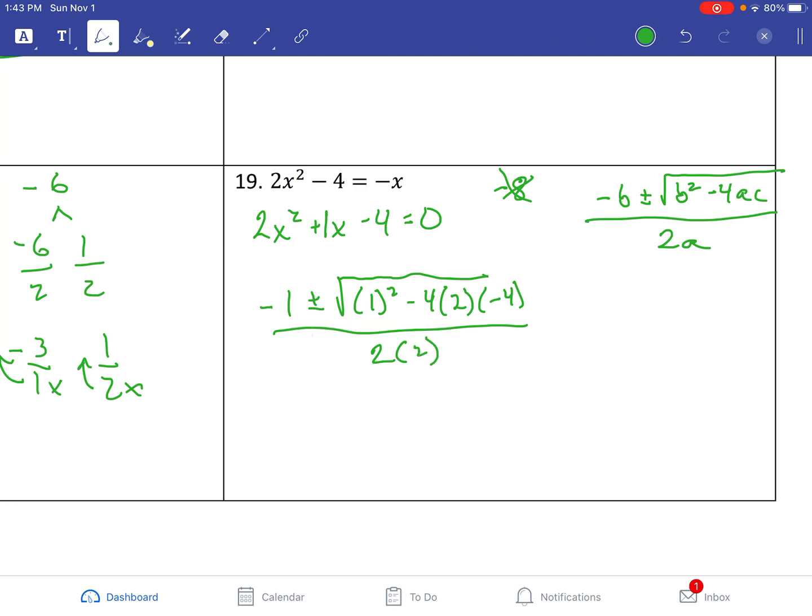all over 2 times a, which is 2. All right, so I'm going to figure out what is inside the square root sign. So 1 squared minus 4 times 2 times negative 4 is 33. So I'm going to get negative 1 plus or minus the square root of 33 over 4, and that's going to be my answer.